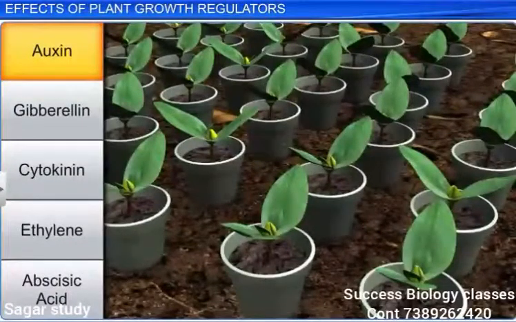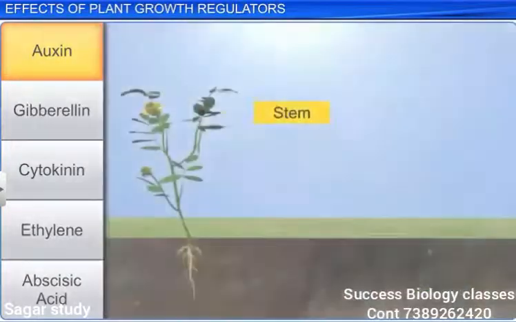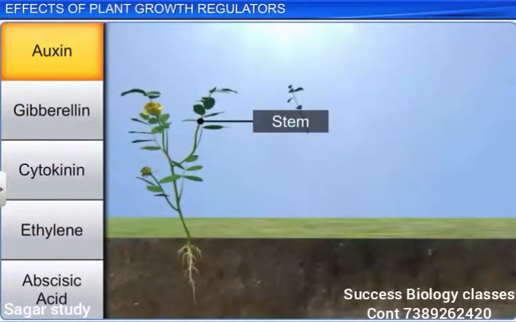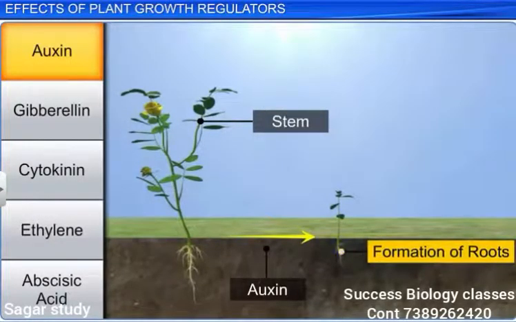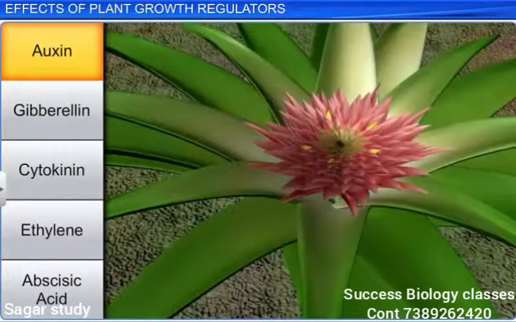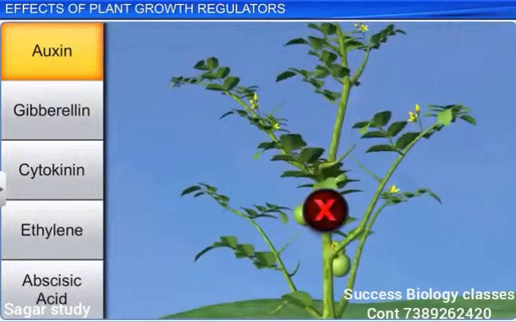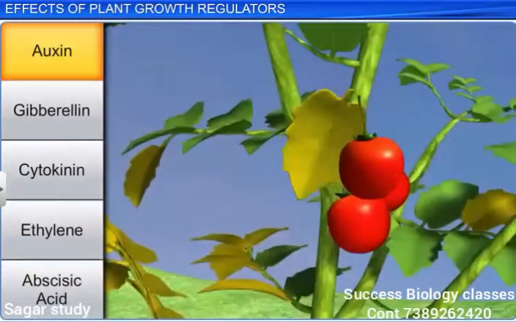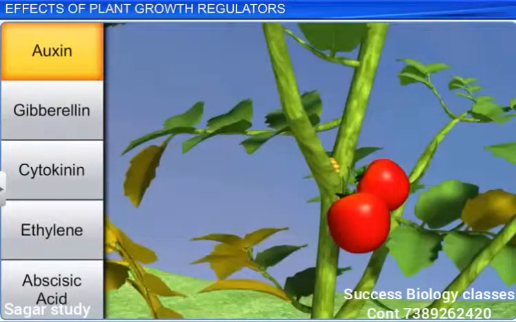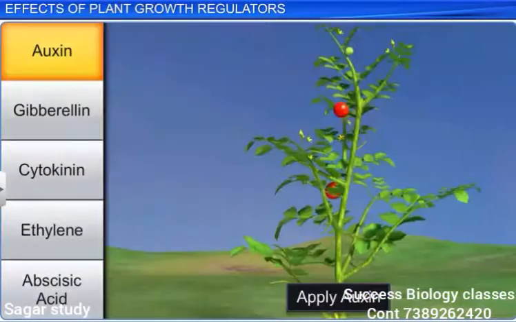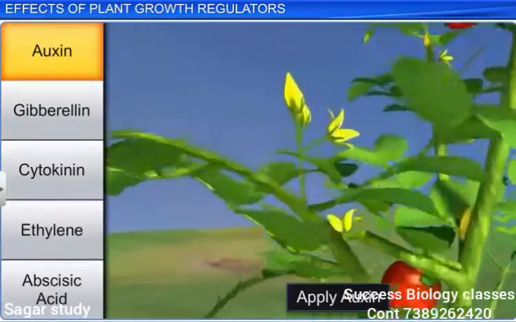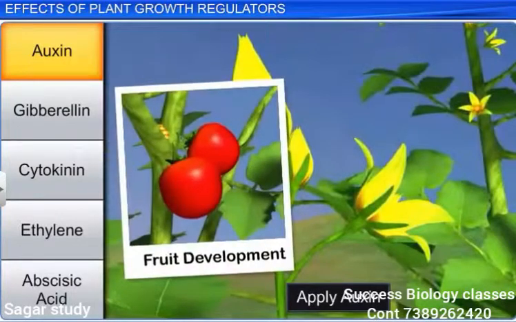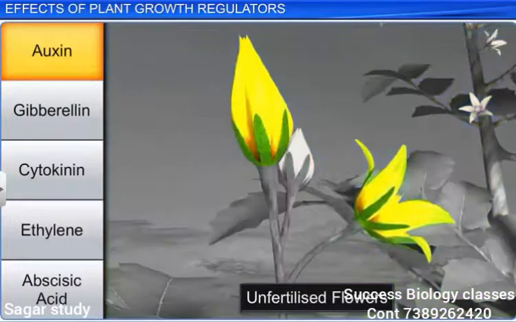Auxins are used in plant propagation as they cause rooting in stem cuttings. They also induce flowering, as in pineapples, prevent falling of young leaves and fruit, and promote abscission of mature leaves and fruit. Auxins are used in parthenocarpy, that is, the formation of seedless fruit such as seedless tomatoes from unfertilized flowers.